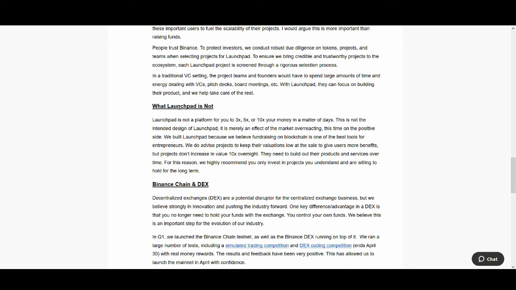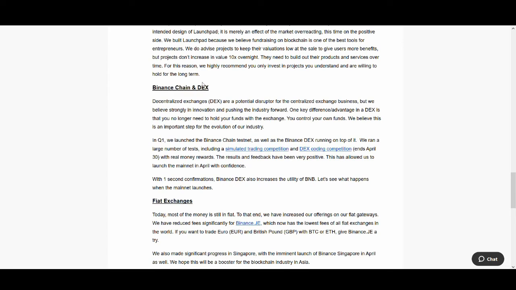So what Launchpad is not is a way to just 3x, 5x, 10x your money, which is what they're saying, which is another good thing to say. Binance Chain and DEX, again, they're trying to innovate in this industry as well. I sound like a Binance salesperson, but these are some of the things that I like.